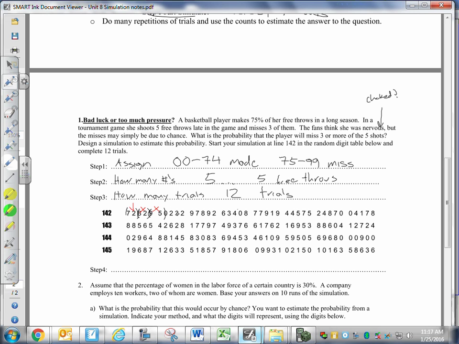2, make. 32, make. I can say she missed 2. Keep going. Do this 12 times. You can either count up how many she made or how many she missed. We're looking for when she misses 3 or more. So you're looking for 3, 4, 5 misses.